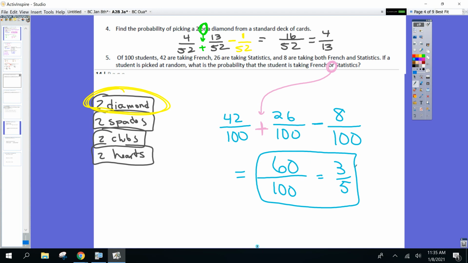Okay, good work, guys. Any questions you want to ask on the "or"? I'm at the halfway point of today. Probability of an "or" event: add them, and then, if possible, subtract out what you counted twice.